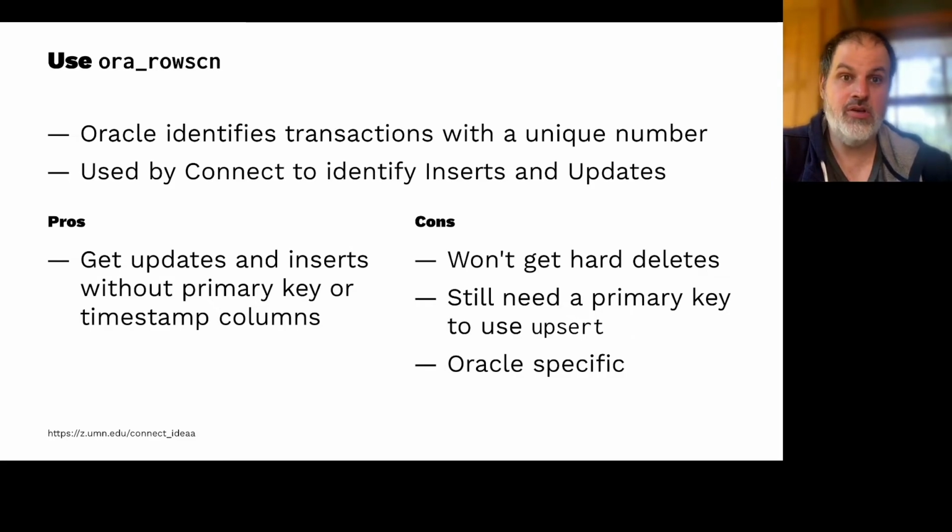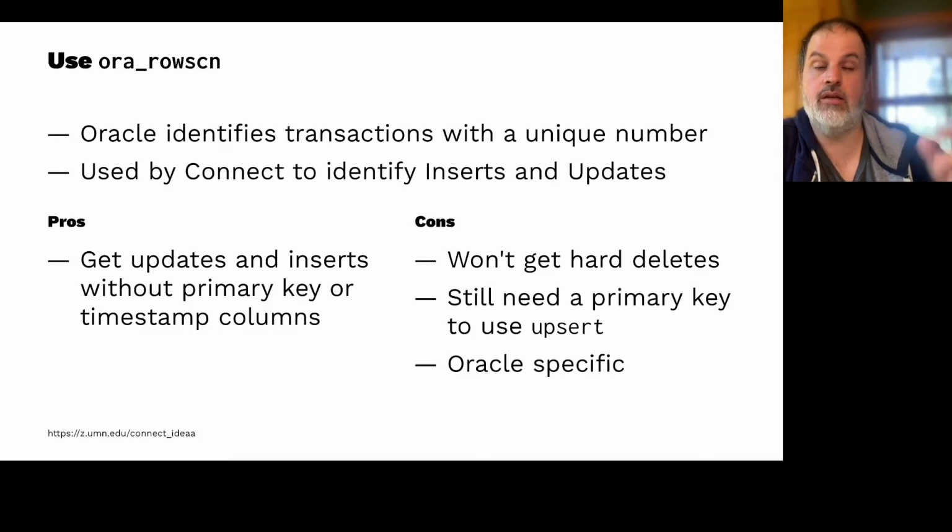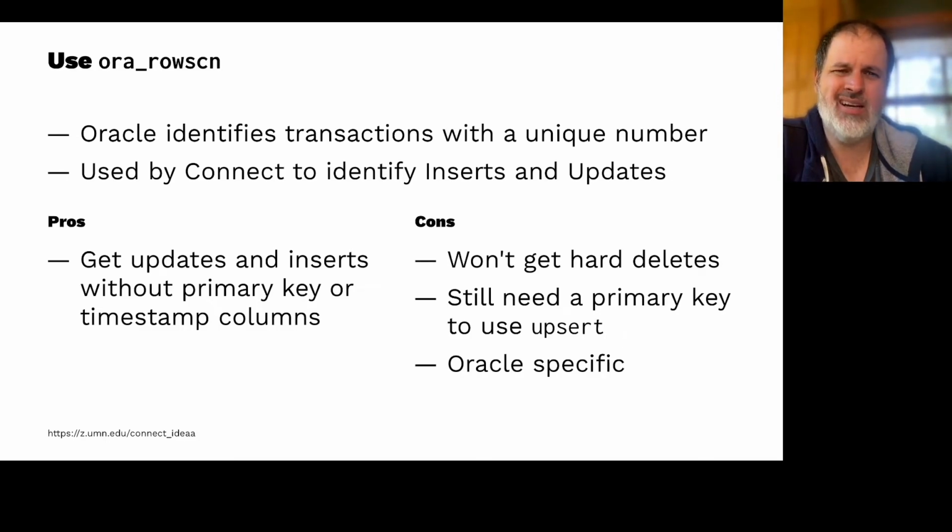As a result, you can use that number to identify both inserts and updated records, similar to how we were using the ID and the updated_at values before. You're still not going to get hard deletes this way, right? The data's gone. You're just not going to be able to identify that. And you're still going to need a primary key to use that upsert functionality on your source database. And also, a downside here is this is Oracle specific. I know, for example, SQL Server doesn't implement functionality like this, and I'm not sure about other relational databases.